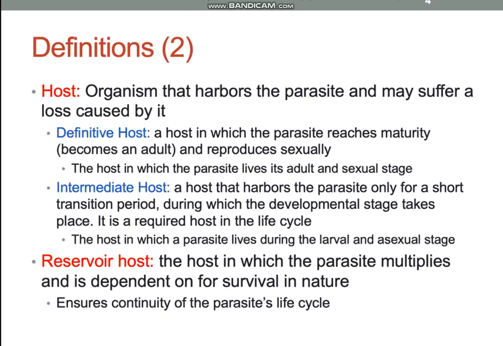If it doesn't suffer disease, it will not die, for example, it will stay. So it kind of supports the presence of the parasite in the life cycle. It's just multiplication. Usually there is no development or transfer from one stage to another in the life cycle.